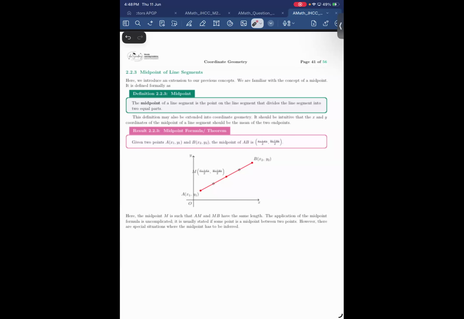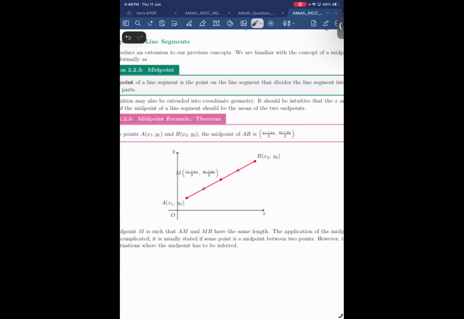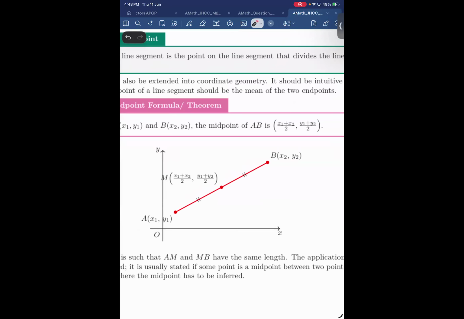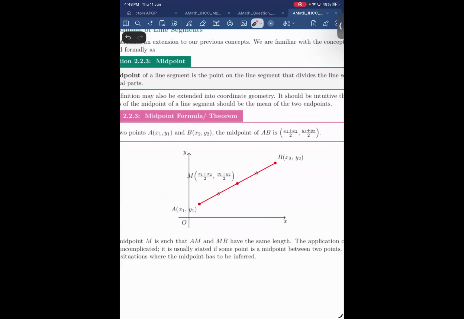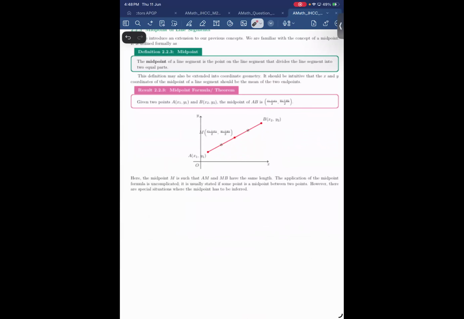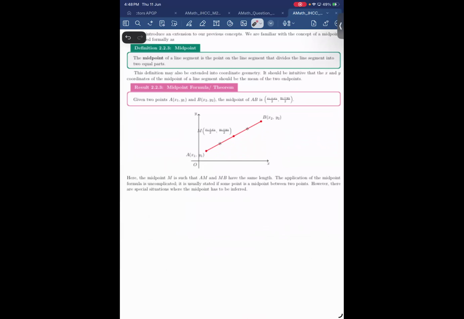And of course, the midpoint of line segment AB. Line segment means it's a portion of a line, not a whole line. The midpoint of AB is you add the x coordinates together and divide by 2, comma, add the y coordinates together and divide by 2. So the distance from one of the endpoints to the midpoint is the same length as from the midpoint to the other endpoint.